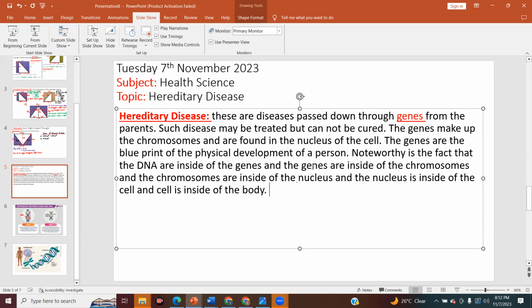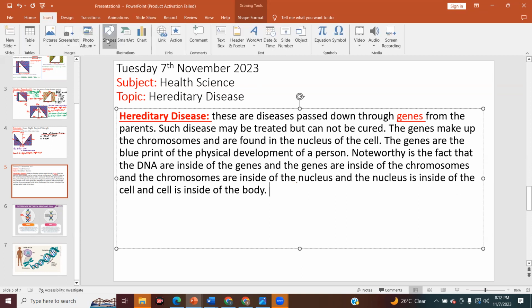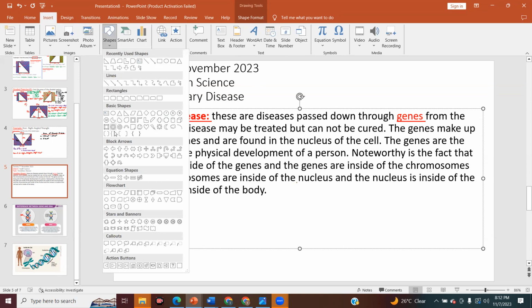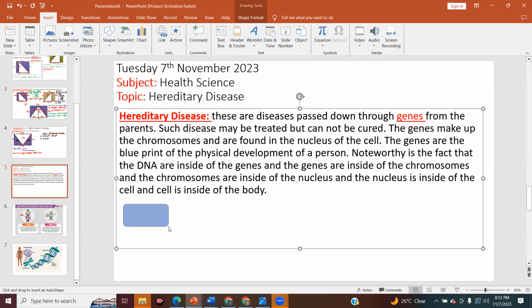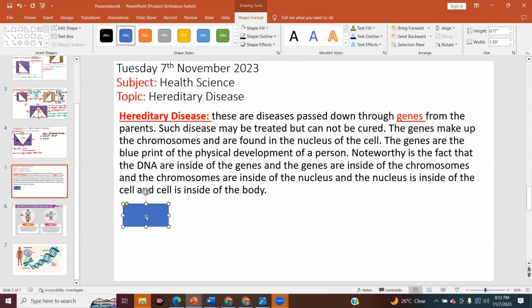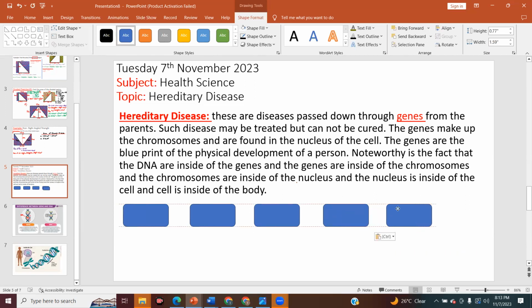And the cell is inside of the body. So if we were to draw a flow chart of this, we have DNA, genes, chromosomes, nucleus, cell, body, so six boxes: 1, 2, 3, 4, 5, and 6.